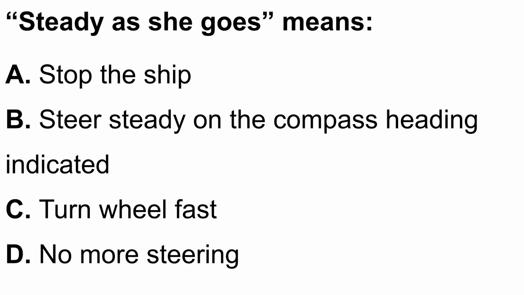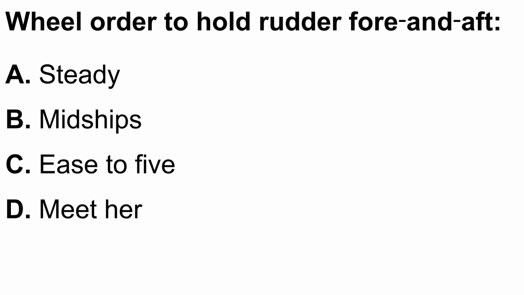Stop the ship, steer steady on the compass heading indicated, turn the wheel fast, or no more steering? Steady as she goes is an instruction to steer steady on the compass heading indicated at the time of the order. What wheel order is used to hold the rudder fore and aft?